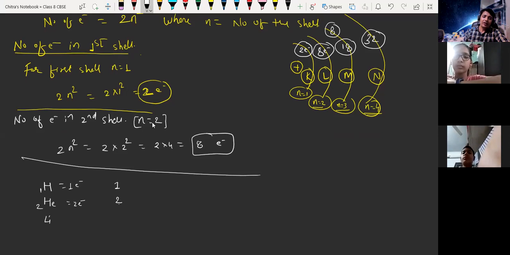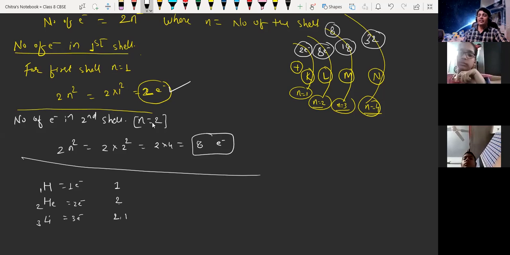Then we have lithium. Lithium has atomic number 3, so it contains 3 electrons. So what will be the electronic configuration? In the first shell, a maximum of 2 electrons will come, so we have to write 2. Out of 3, the remaining 1 goes on. So 2 and 1. Yes, good, Harshita, very nice. So now we will discuss more examples.